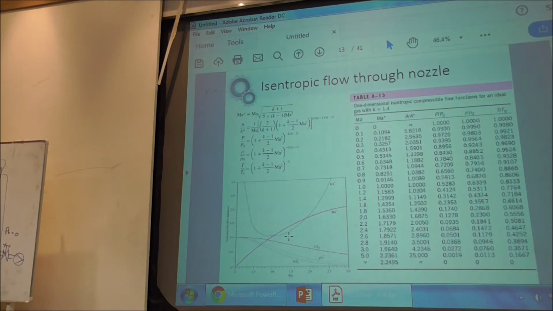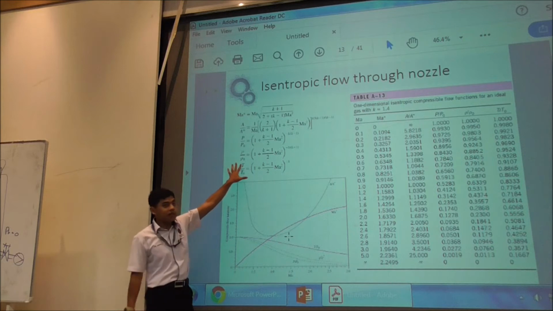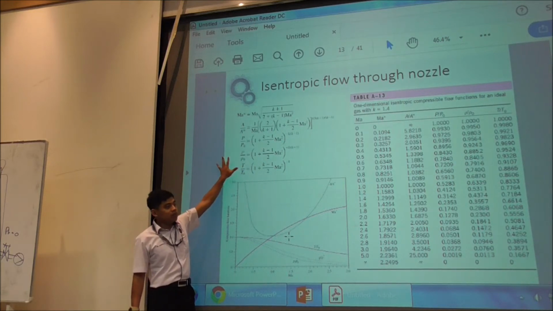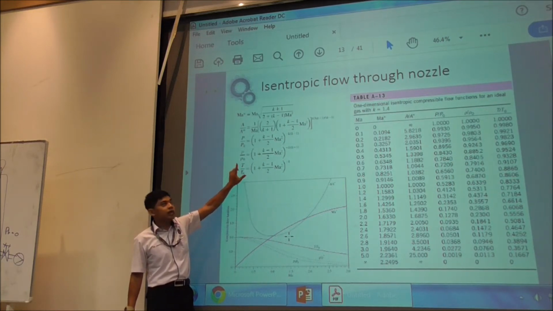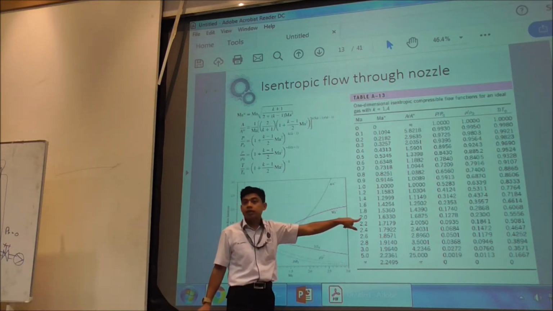If you have come to my tutorial, you know this one, we use it quite intensively. If you ask me, will it be given in the exam? Yes, this one will be given. So hopefully you can use it. Okay, what about that table? That table is only important when your K is 1.4, and when you have it exactly here.